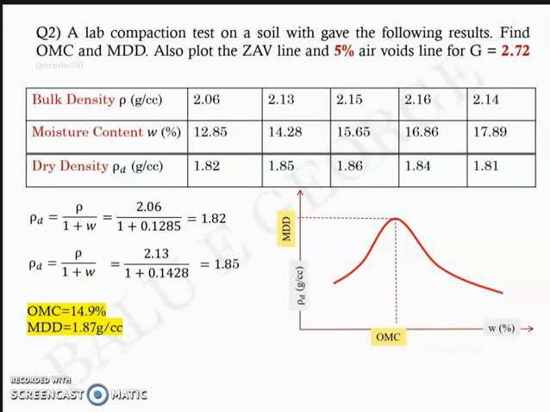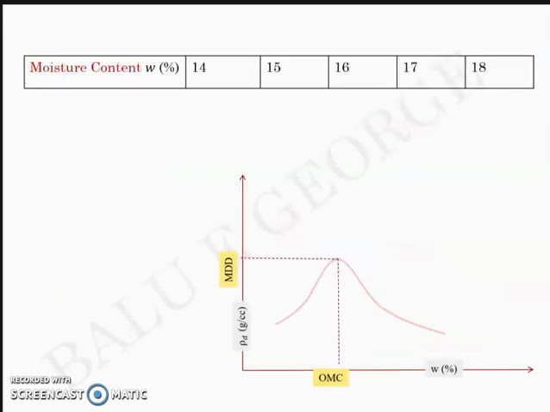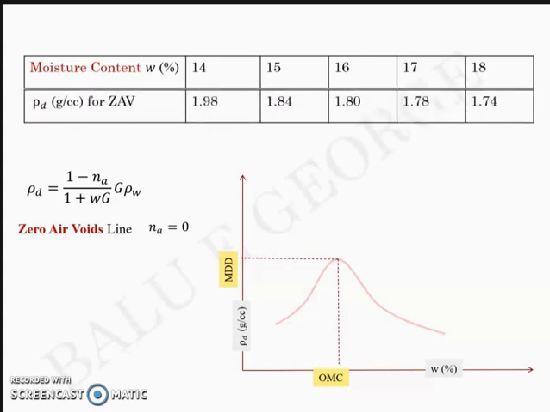Now we'll move to the second portion, wherein you're asked to find the points for the zero air voids line and to plot that, right? So you have water content here. You've already drawn the graph of a compaction curve. You know the equation rho d equal to (1 minus Na) by (1 plus Wg) into G rho W, right? And for the zero air voids line, you know that Na is equal to 0, that is, percentage air voids is equal to 0.